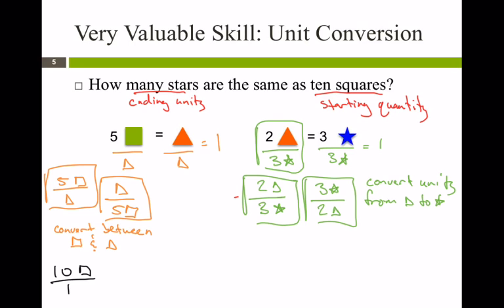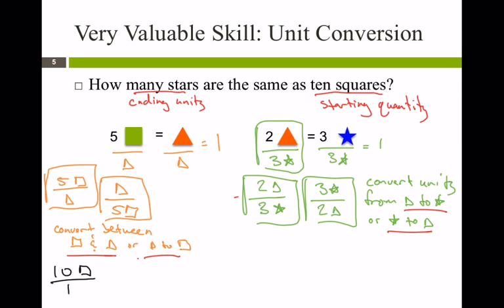triangles to stars, or you could actually say the other way around, stars to triangles. And the same thing back here with the orange one we did, or triangles to squares. So now let's go down to our bottom problem. If we're trying to start with 10 squares and we want to get 2 stars, unfortunately neither of these conversion factors allow us to go from squares directly to stars.